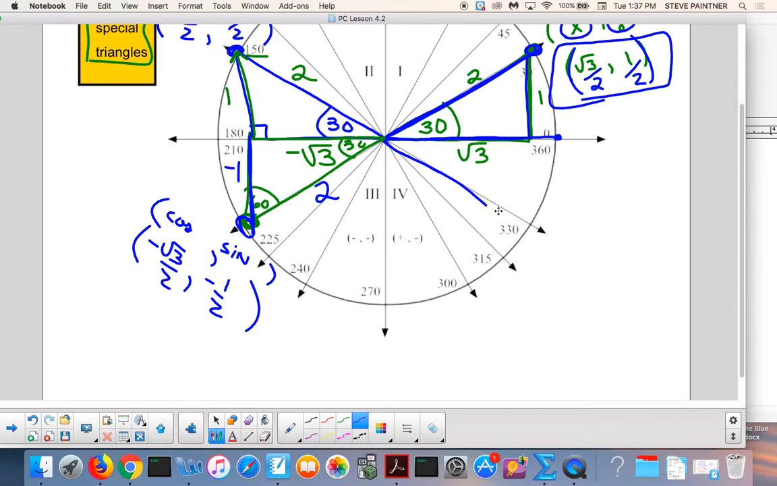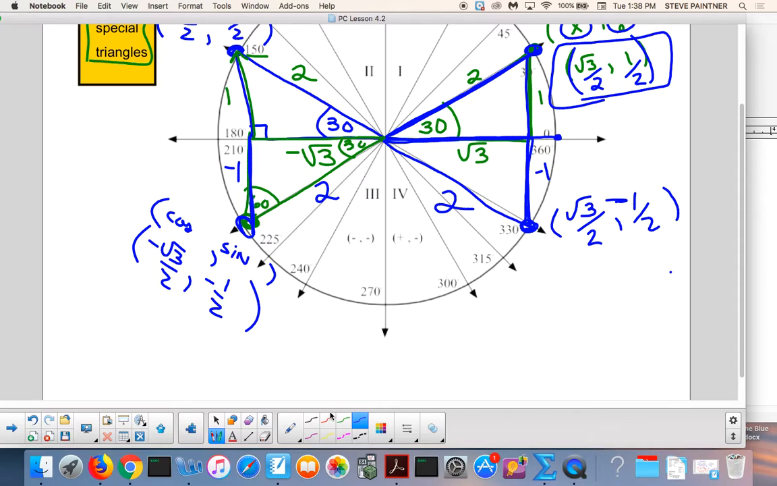Just make another one. What's your leg here? Square root of 3. What's your leg here? Now it's negative 1. Your hypotenuse or your radius is always positive. What's this ordered pair right here? Square root of 3 over 2 and negative 1/2. Now I could do a bunch more, but that's really all you have to do. And you do need to remember this.